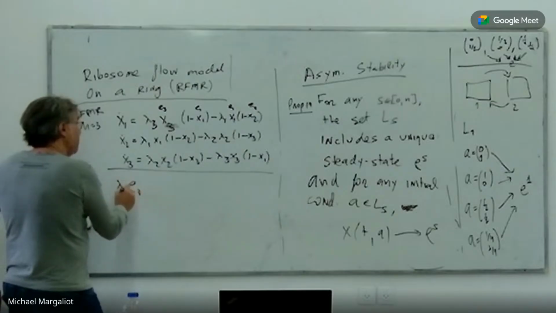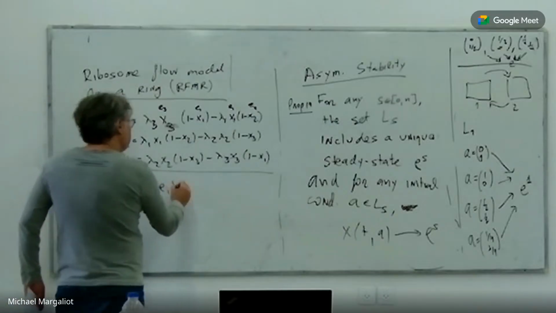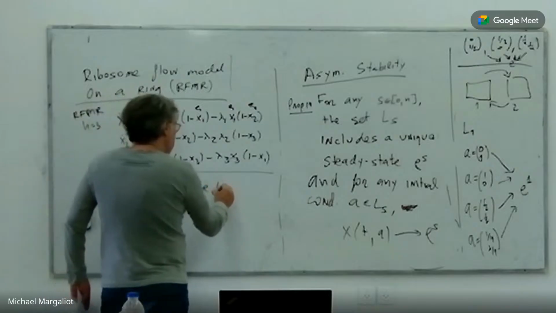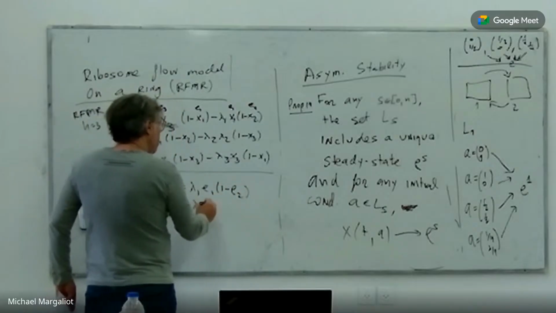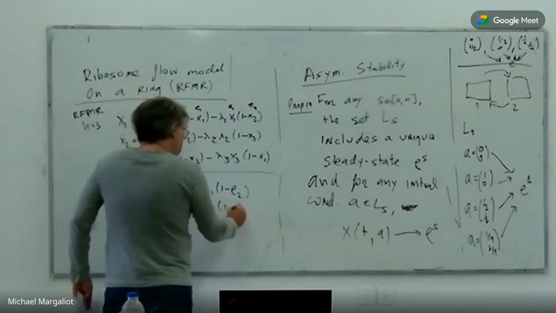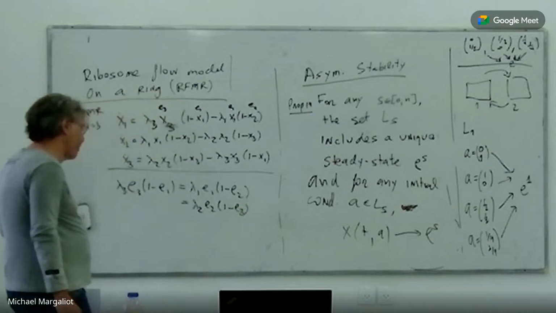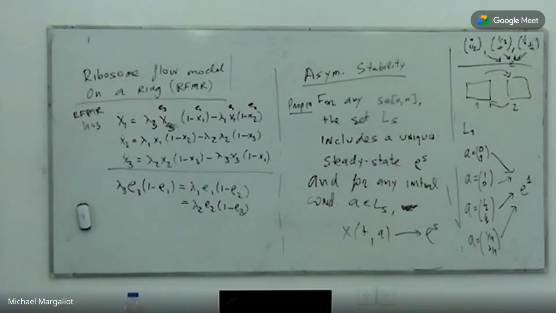So this gives me lambda 3 E3 (1 minus E1) is equal to lambda 1 E1 (1 minus E2), and this is equal to lambda 2 E2 (1 minus E3). These are the equations I get from substituting E instead of X and equating the derivatives to 0.